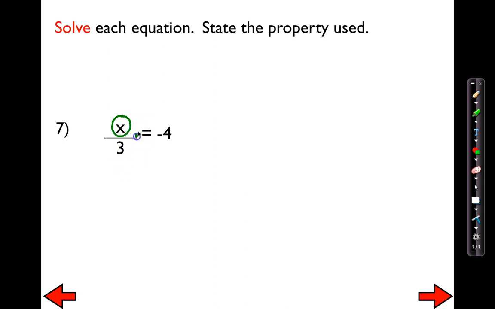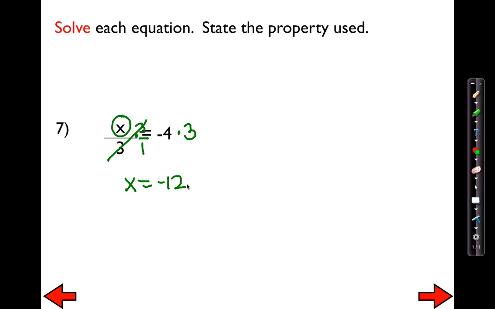So I'm going to go ahead and multiply by 3. I'm going to put it over 1. If I'm multiplying the left side by 3, I'm going to also multiply this by 3. Notice here the 3's cross cancel, leaving me with just x equals a negative 12.